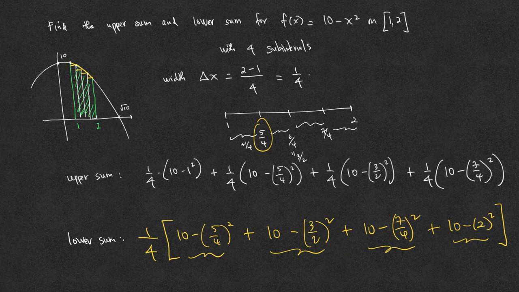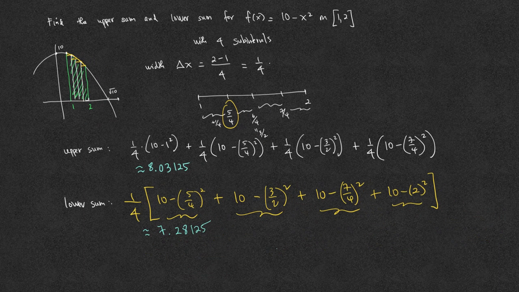We can now use a graphing calculator to evaluate this. If we evaluate this in a calculator, the upper sum will be approximately 8.03125, and the lower sum will be approximately 7.28125. And again, because the function is decreasing on the given interval 1 to 2, the lower sum is an underestimate. Notice that the rectangles for the lower sum are entirely under the curve, and the upper sum will be an overestimate.